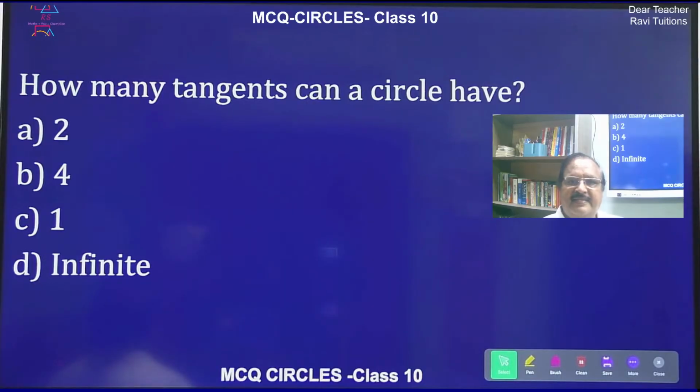How many tangents can a circle have? I am waiting. How many tangents is a circle having?